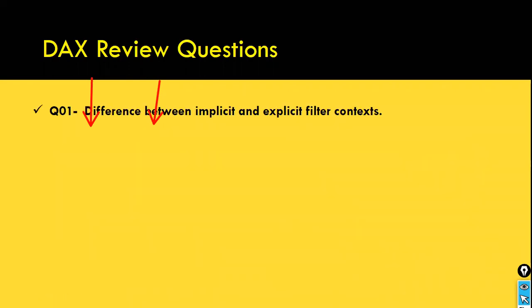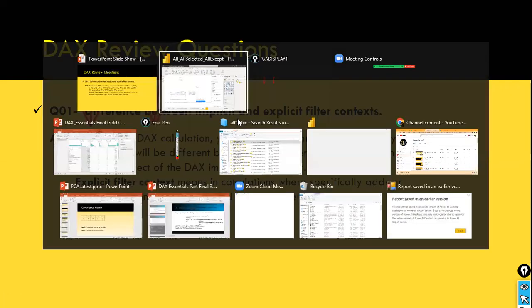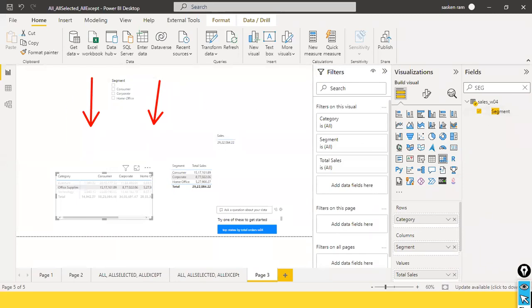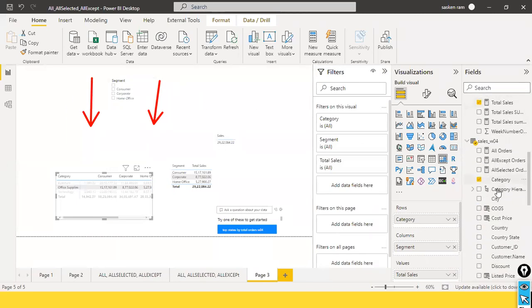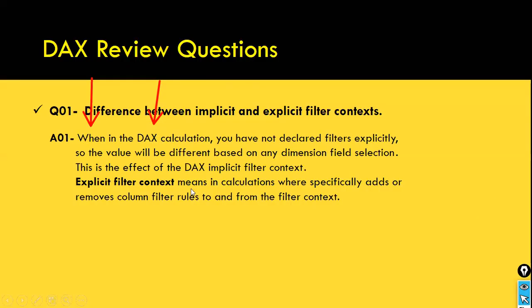What is the difference between implicit and explicit filter context? When in the DAX calculation you have not declared filters explicitly, that is what is called your implicit measure. For example, here I have shown you, just next to the sales or other numeric value, you will find the sigma notation. This is your implicit measure. This is the effect of DAX implicit filter context.